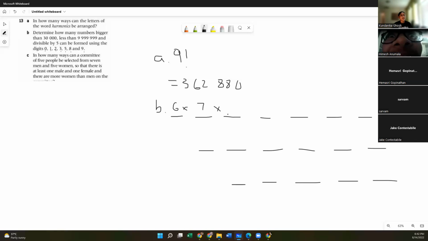You also have 7 options in the third seat. You have 7 options in the fourth seat, 7 options in the fifth seat, 7 options in the sixth seat, but you only have 2 options in the last seat because the number has to be divisible by 5. Anything that's divisible by 5 has to have a last digit of either 5 or 0. Therefore, you only have 2 options in this last seat. Everyone understand that?